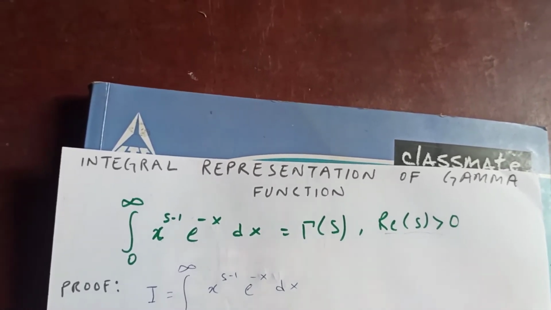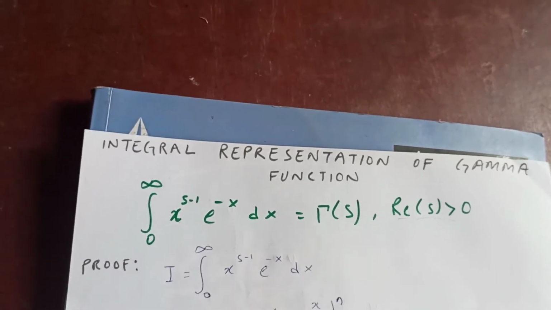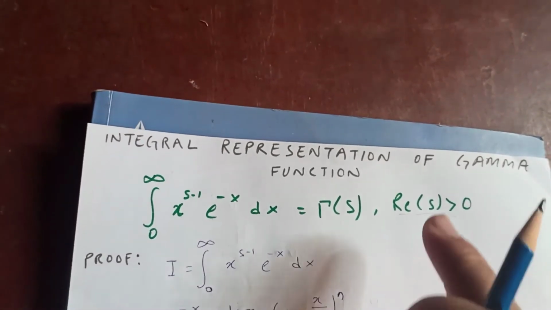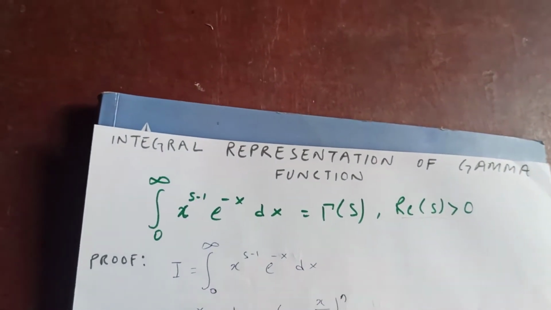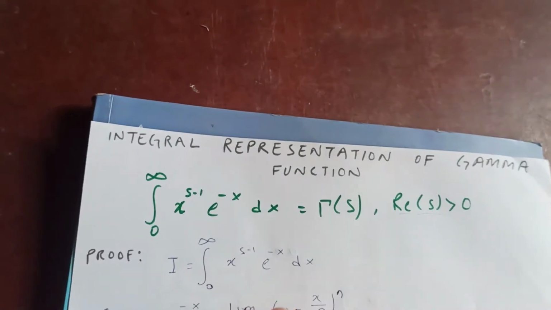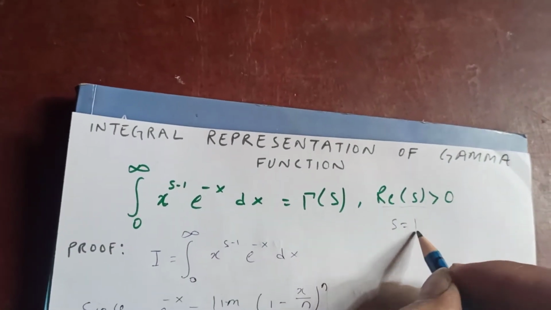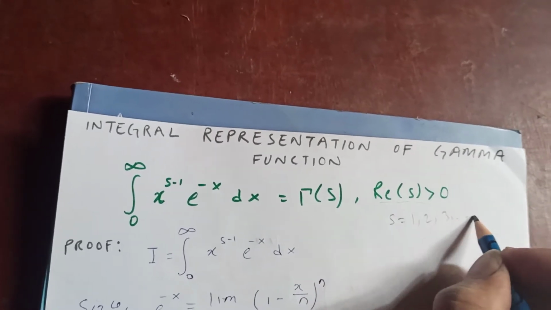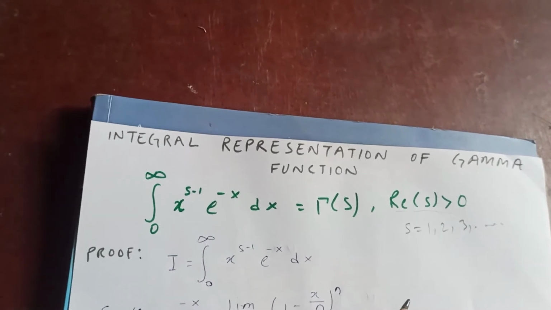That is what we call a convergent sequence, convergent series, or convergent integral. So the convergence of this gamma function requires the real part to be greater than 0. So s is a value, and you can substitute 1, 2, 3, natural numbers, but it cannot be 0. If it is 0, it will be divergent already.